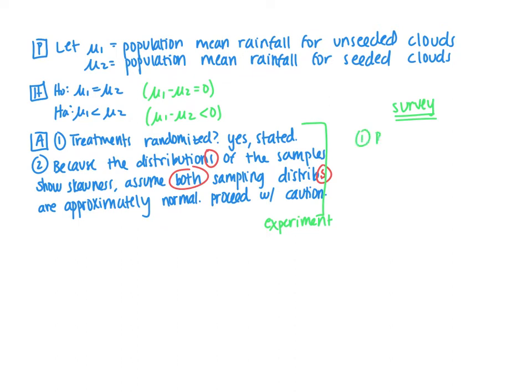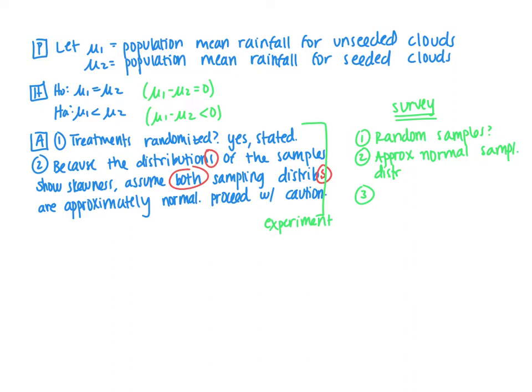You would need random samples. So both samples would need to be chosen randomly. You would still need the approximately normal sampling distributions. There is one new assumption. This assumption does not apply if it's an experiment, but it does if it's a survey.